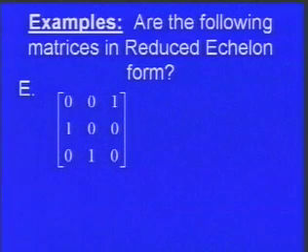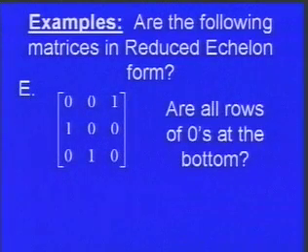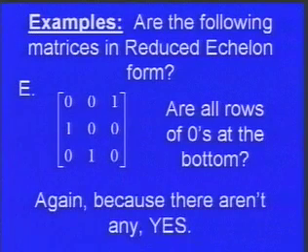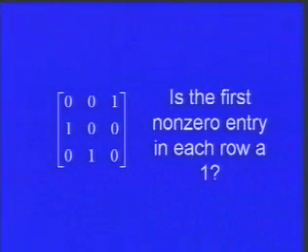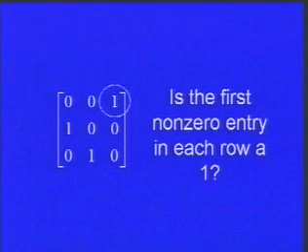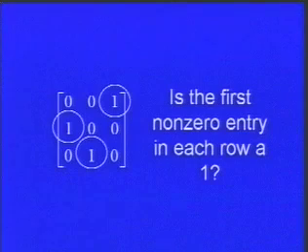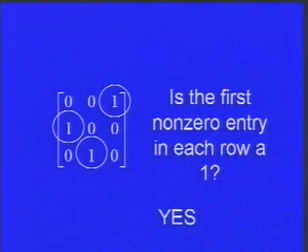Okay, next example. Are all the rows of zeros at the bottom? Well, again, there aren't any, so we just say yes. What about, is the first non-zero entry in each row a 1? Well, first row looks good, second row looks good, third row looks good. Yes, the first non-zero entry in each row is a 1. Okay, let's check the third condition. What did it say?